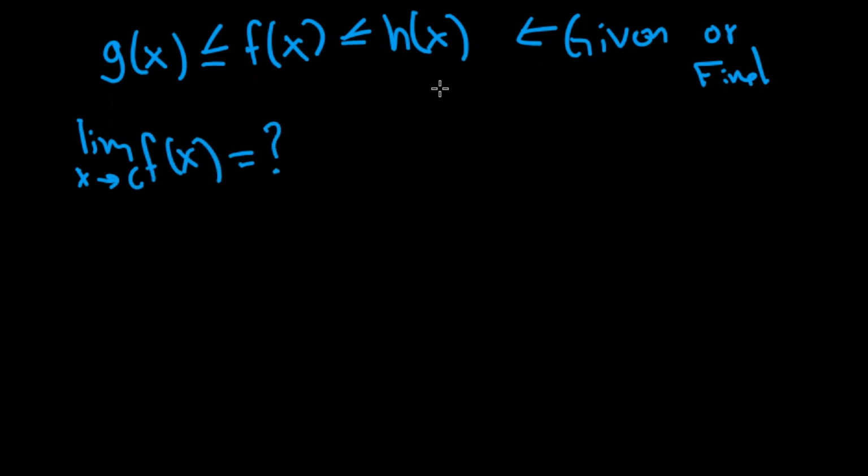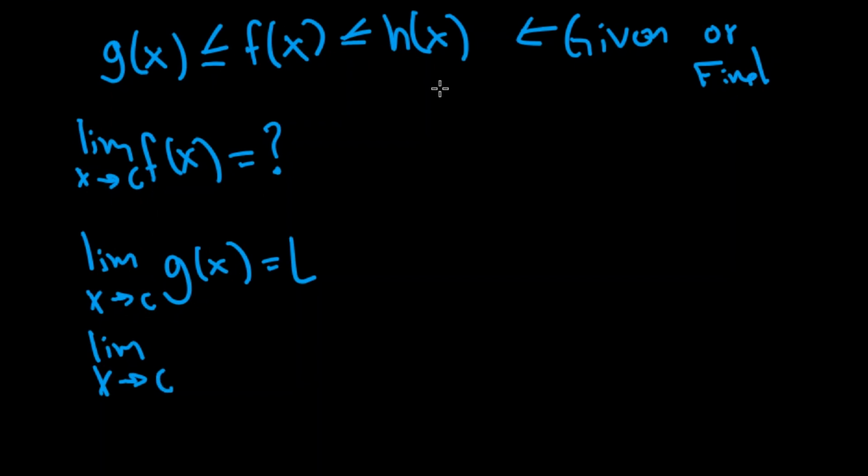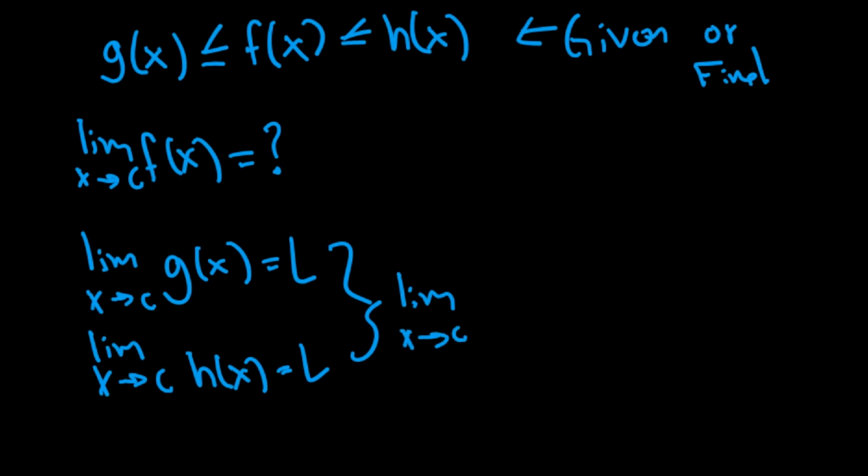And it's unknown. We don't know. But we do know g of x and we know h of x. And let's say the limit as x approaches the same value, we're approaching the same thing, for g of x, equals some value. Let's label this value as L. And we also know that the limit as x approaches c for h of x is also L. So because these are equal, it only makes sense that the limit as x approaches c of f of x must also be equal to L.